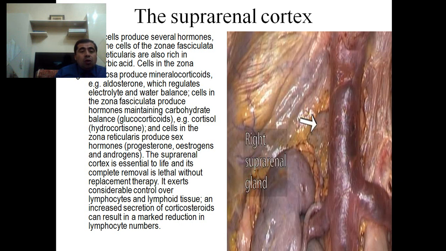The suprarenal cortex is essential to life, and its complete removal is lethal without replacement therapy. It exerts considerable control over the lymphocytes and lymphoid tissue, and increased secretion of the corticosteroid can result in a marked reduction of the lymphocyte numbers.